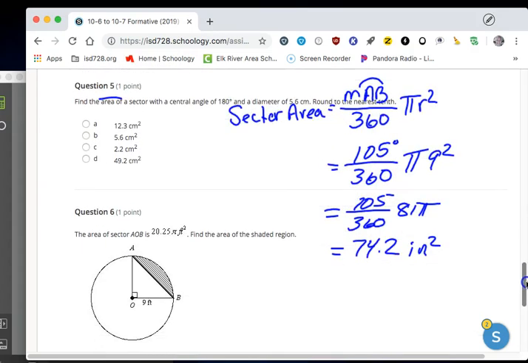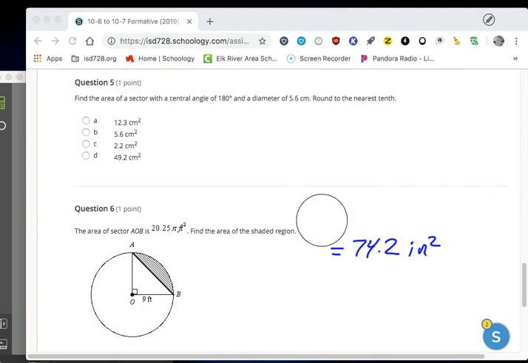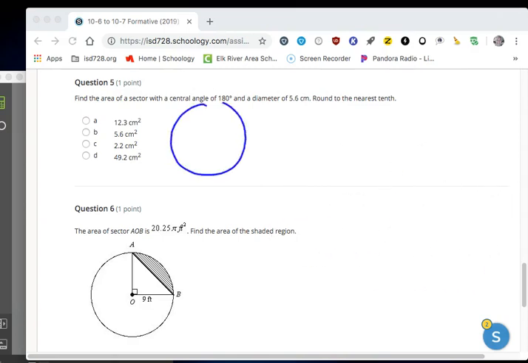In question 5, I'm asked to find the area of a sector with central angle 180. Now, keeping in mind, let's bring up a picture. Every time they don't give me a picture, they're making the problem harder. This is a 180 degree central angle. It's a diameter, and the diameter is 5.6. Round to the nearest tenth.